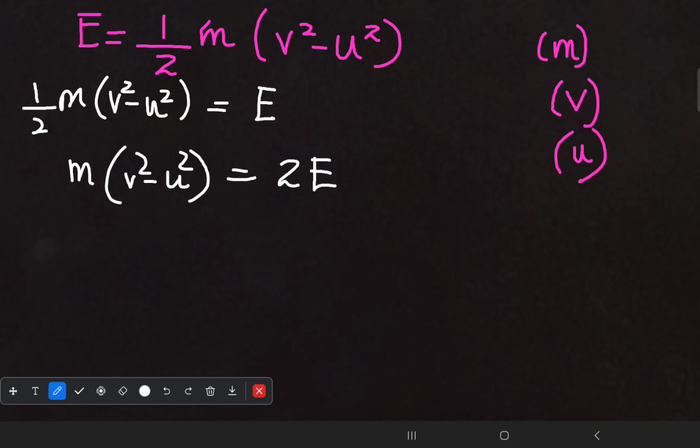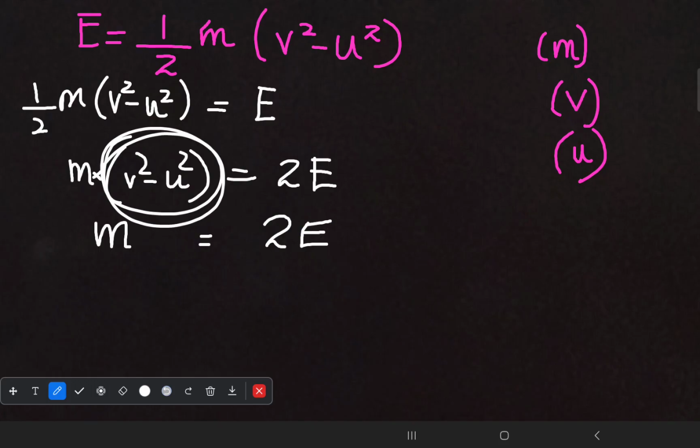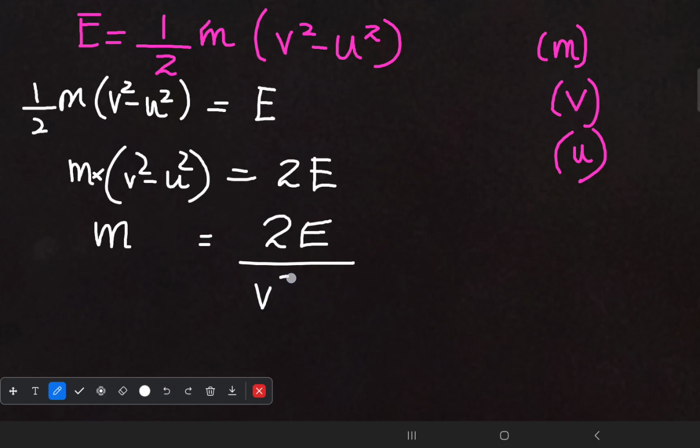After that, m. Don't expand this, because m is our common factor here. That means m is multiplied with these two components, so we can keep m as it is. Here this v square minus u square is our multiplicand, so let's bring it as our dividend. So m equals 2e upon v square minus u square. This is the way you should subject your m.